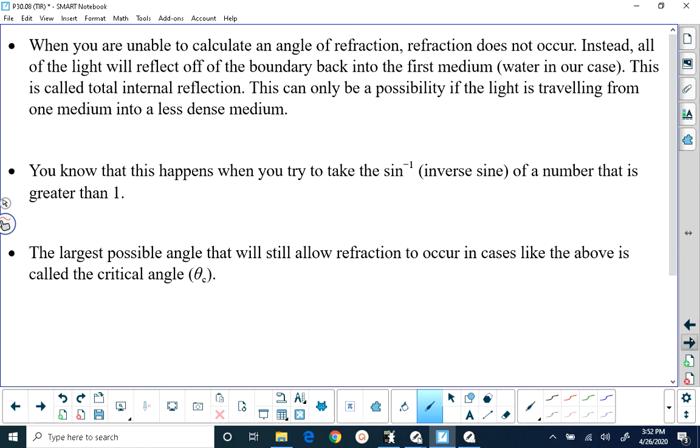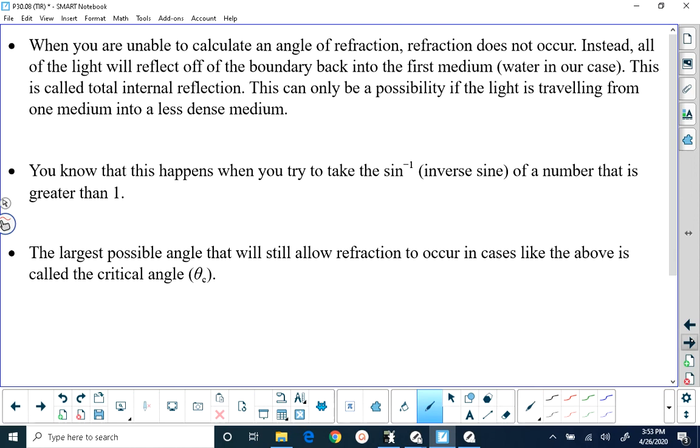Now I'm going to show you a demonstration in a minute or two showing light refracting from water into air. And even when the light does refract into the air, some of the light will always reflect off of the boundary back into the water. Total internal reflection is when all of the light reflects back into the water. And it's called internal because the light is reflecting inside of the water.